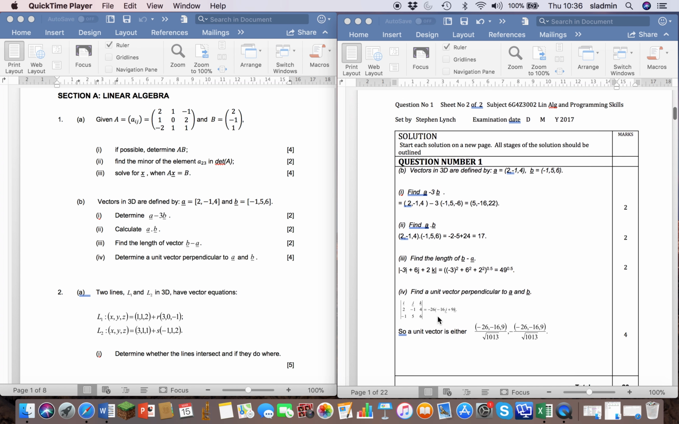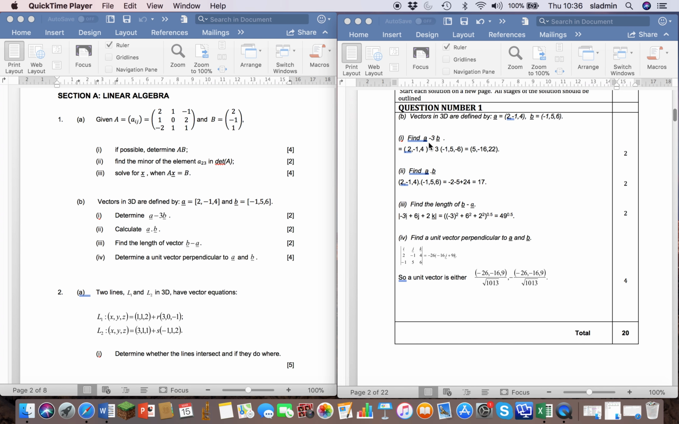For part B, we have vectors. To find A take away 3B, we simply take our vector A and take away 3 times this vector. So you just multiply each element by 3. And then we subtract corresponding elements, and here is the answer. To find A dotted with B, we multiply corresponding elements, so 2 times minus 1 is minus 2, minus 1 times 5 is minus 5, and 4 times 6 gives you 24, and then we just add those together to give you 17.